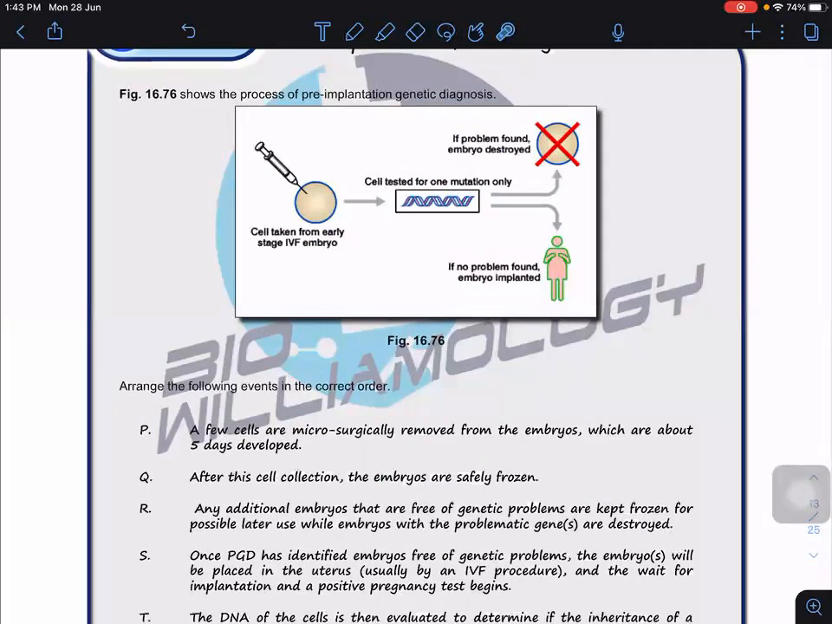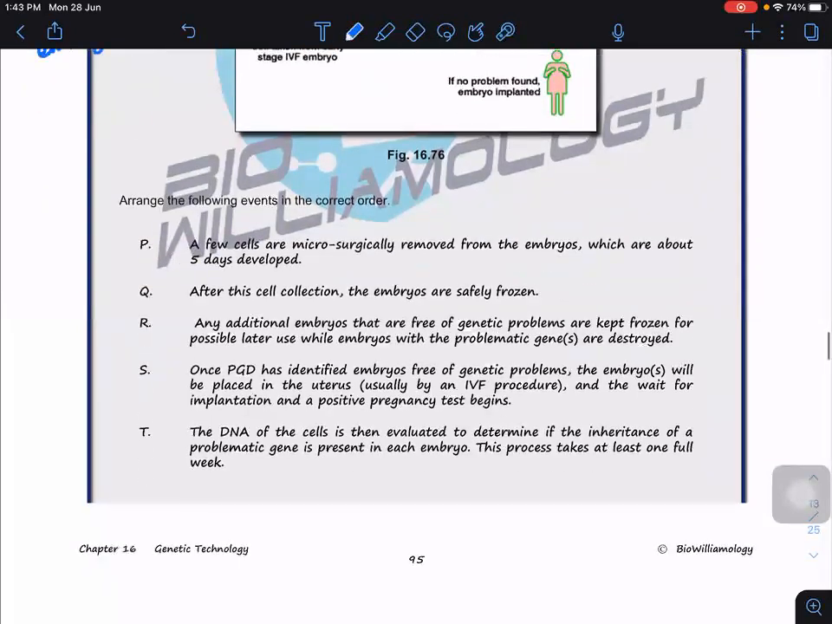Okay, so why embryo, not the zygote? Zygote is only one cell. If you use it, then there is nothing left. So zygote, no. Some students use the word zygote, which is not correct. It must be embryo. An embryo has more than one cell, right? So we have a group of cells, so one or two we can take out. Okay, and then we can do this pre-implantation genetic diagnosis. So you can try the questions.